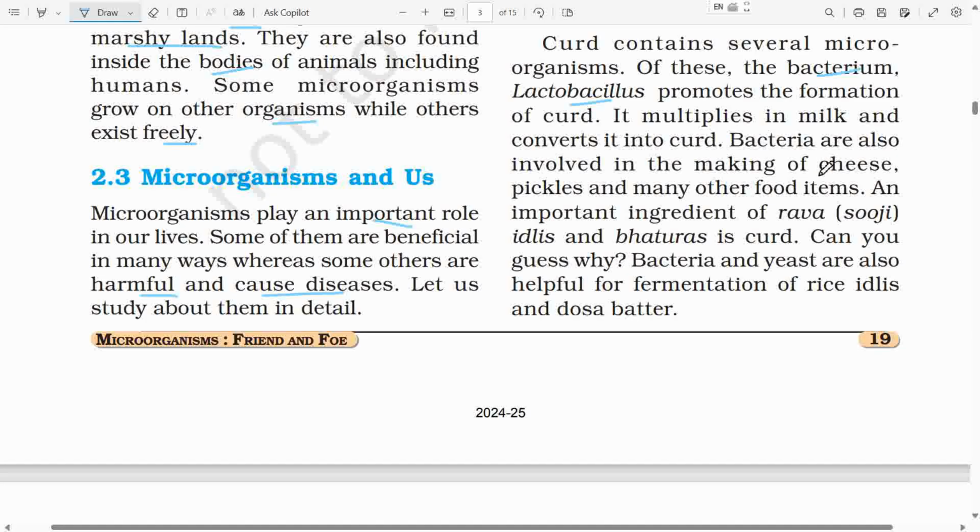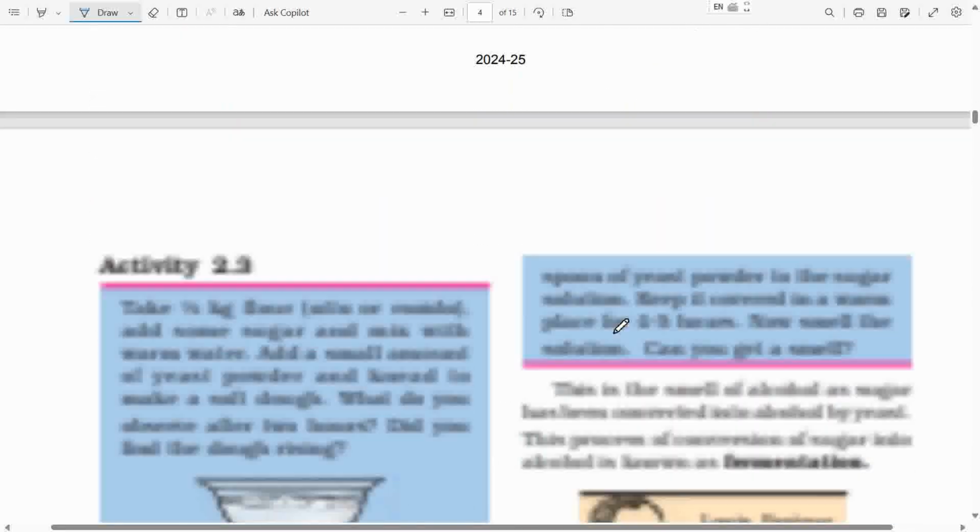Bacteria are also involved in the making of cheese, pickles, and many other food items. An important ingredient of rava, suji idlis, and bhaturas is curd. Can you guess why? Bacteria and yeast are also helpful for fermentation of rice idlis and dosa batter.